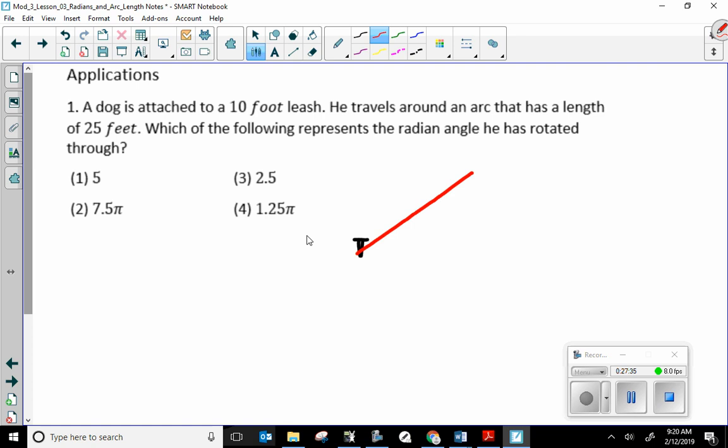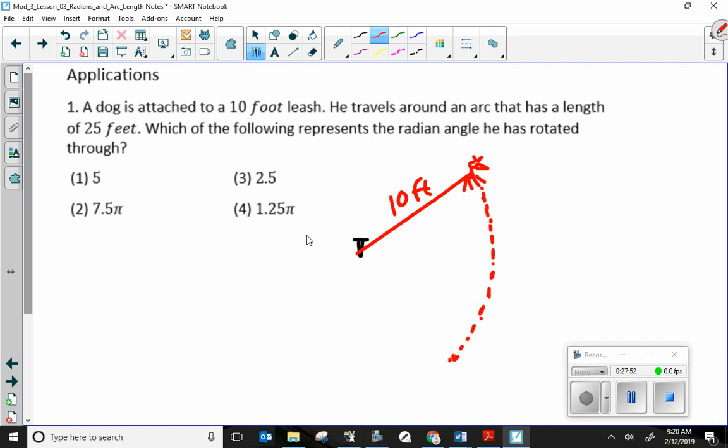There's a spike that ties in the dog's chain. Here's the dog on his leash. Sorry about the dog, he's not that bright or attractive. Now, it's a 10-foot leash. He runs around, chases the mailman, dreaming about sinking his teeth into the mailman's calf. That's the sector they're talking about. This is the angle. The arc length that this dog is running is 25 feet. They want to know the angle the dog runs through.